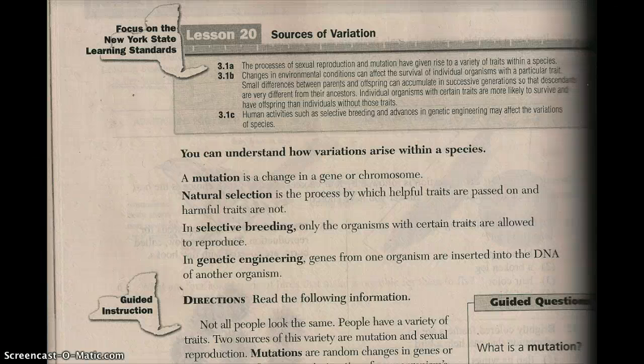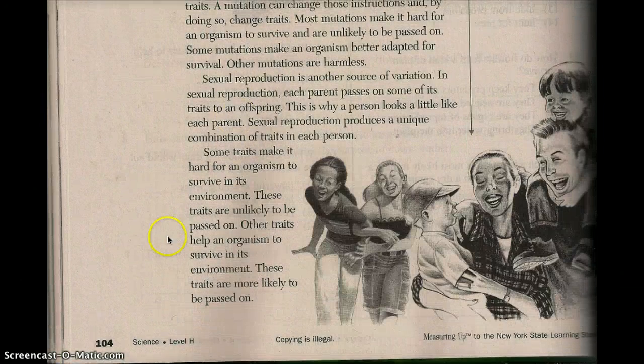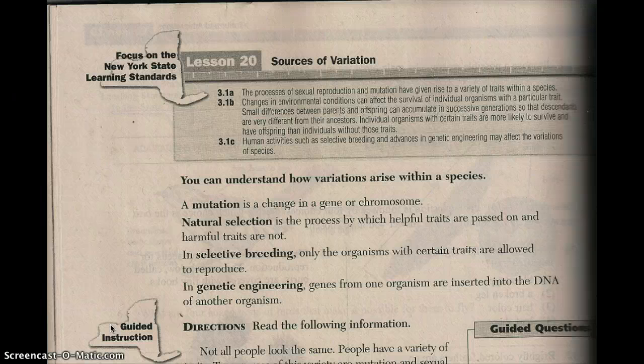Hi, this is Ms. Sherbin, and this video is going over the reading or the guided instruction for Lesson 20, Sources of Variation, and this is found on page 104. Feel free to pause if you need to find this in your book. If not, let's get started. Just remember you can pause at any time if you need to catch up or rewind if you need to rehear or rethink about something I said.